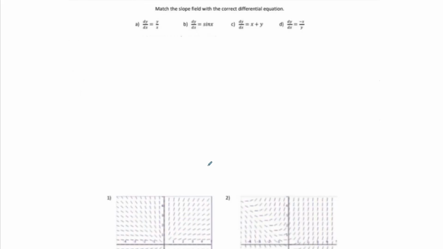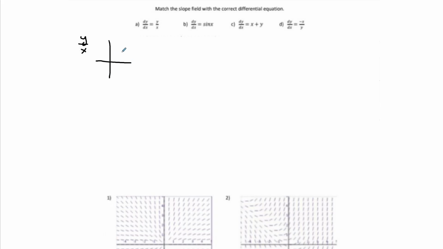So now let's look at this question. We want to match the following slope fields with the correct differential equation. Okay, so let's take a look. Usually you're going to look for a pattern that you can recognize. So let's take a look at y over x. What we could just do is, again, plug in some points.